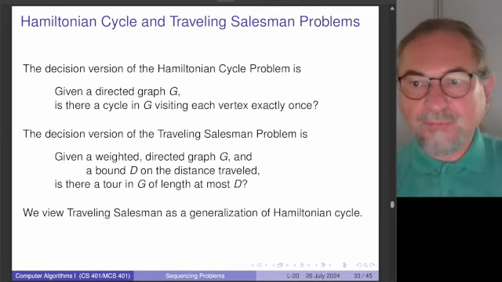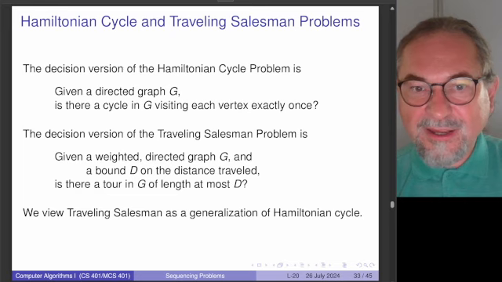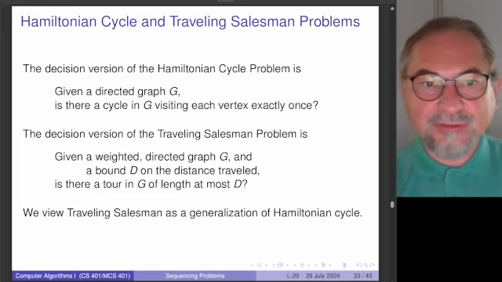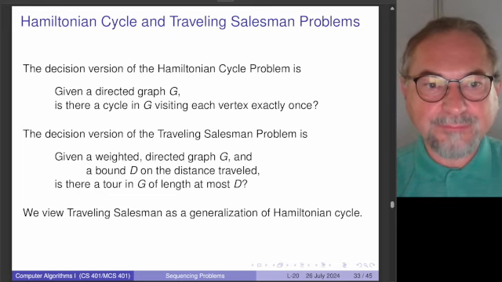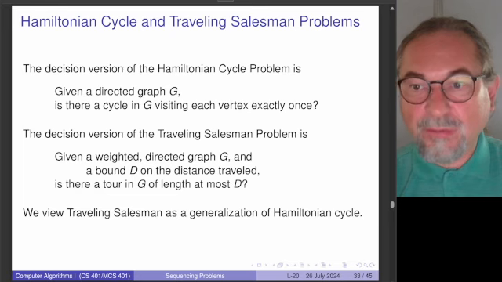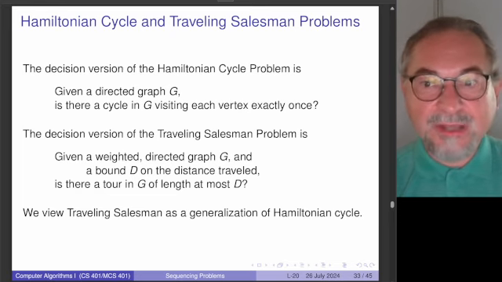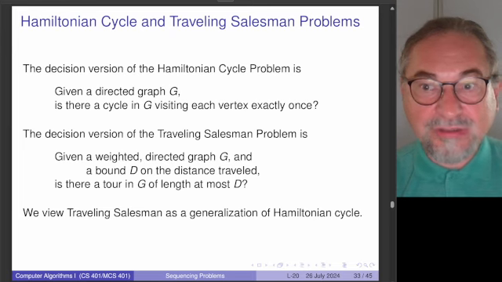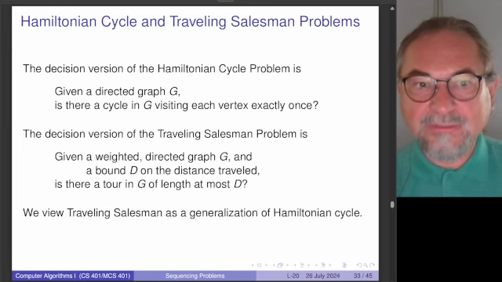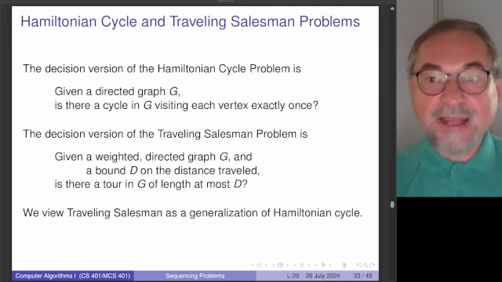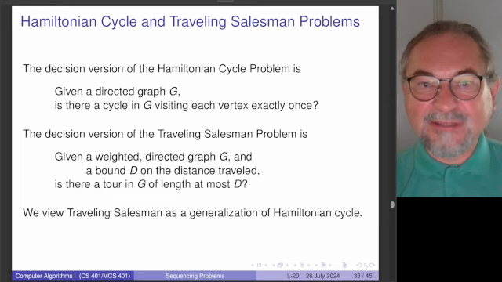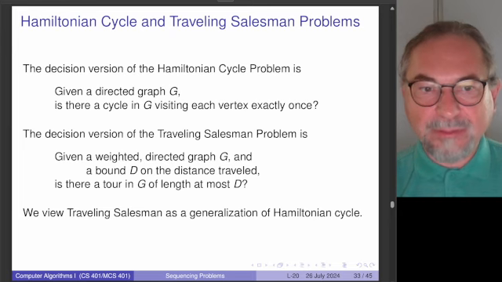Okay, our task is to show that the traveling salesman problem is NP complete. And what problem will we select? Well, we have studied the Hamiltonian cycle problem extensively in the first half of this lecture and demonstrated that the Hamiltonian cycle problem is NP complete.